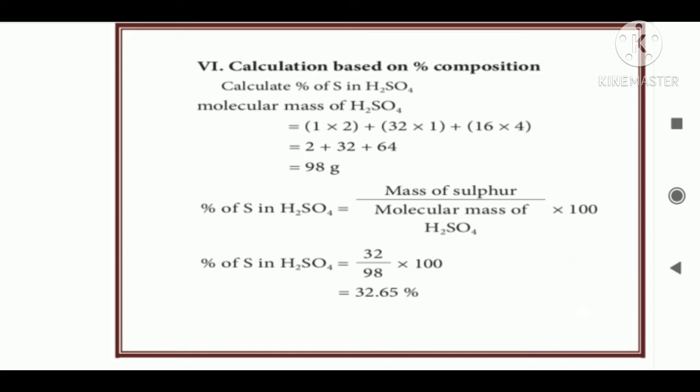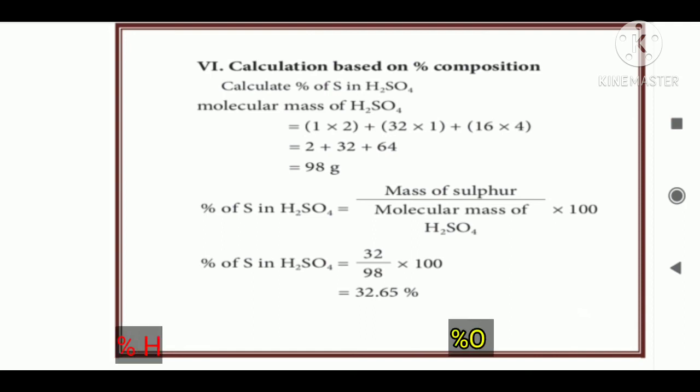Then what percentage of sulfur is present in sulfuric acid? The mass of sulfur divided by the molecular mass of sulfuric acid into 100. So 32 divided by 98 into 100, 32.65 percent.